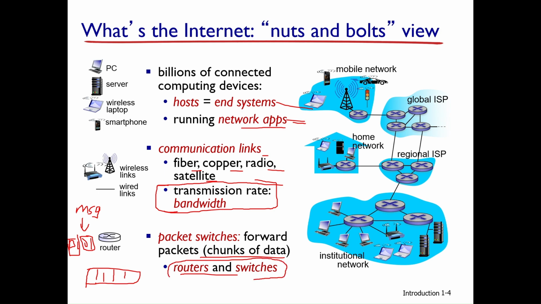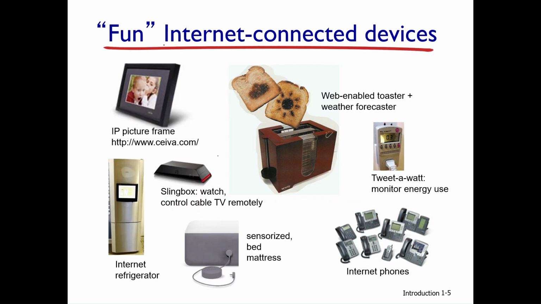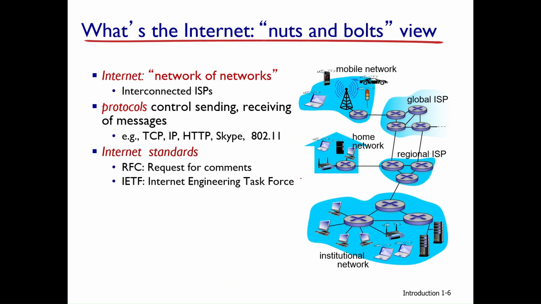through routers and switches. So, for fun, what are the possible internet-connected devices? IP picture frames, toasters, a Linux box, an internet refrigerator, IoT, the importance of the Internet of Things, a sensorized bed mattress, internet phones, and Twitter-enabled devices that monitor energy use. So what's the internet? The internet is a network of networks. This is a network, and the network of networks is known as the internet.